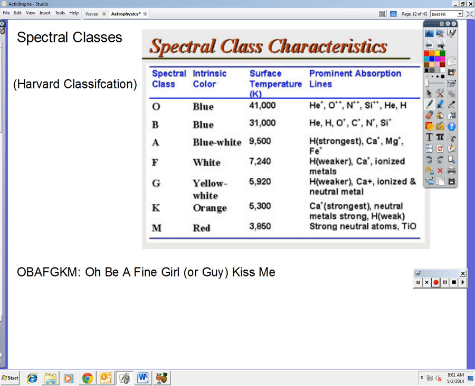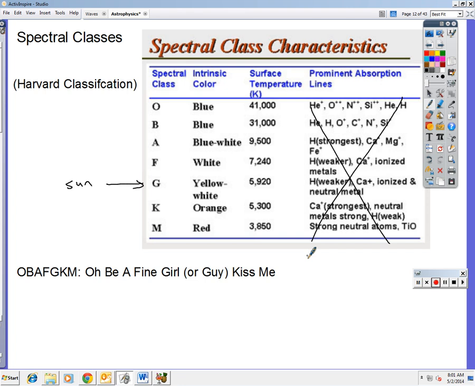And you'd expect the classes to be in, say, alphabetical order, A, B, C, D, E, F, and so on, but they're not. It's O is the highest temperature, followed by B, A, F, G. Sun is a G-class star, then K, and then M. If you want a mnemonic to remember this, O be a fine girl, kiss me, or Guy if that is your preference. You don't need to worry about the absorption lines that are present in the spectrum. You do need to know the order. You need to know that blue corresponds to very high temperature, and red corresponds to very low temperature.